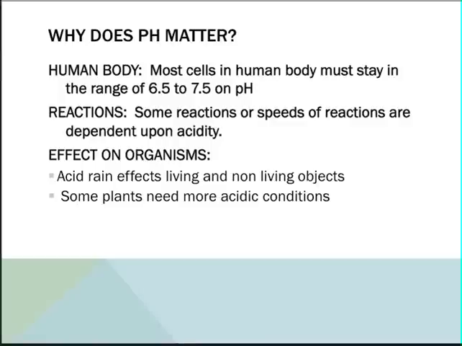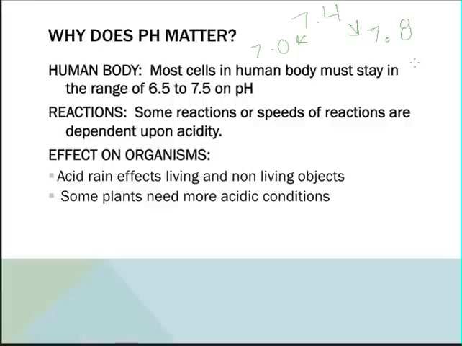And pH is important to us because most cells in the human body have to stay in a range of 6.5 to 7.5. We said blood was 7.4. And if that drops to 7.0 or rises to 7.8, so if it becomes 0.4 more acidic or 0.4 more basic, that's actually enough to kill you within several minutes. Some reactions speed up depending on pH, so if the pH isn't stable, the reaction will happen too fast or it can't happen at all.